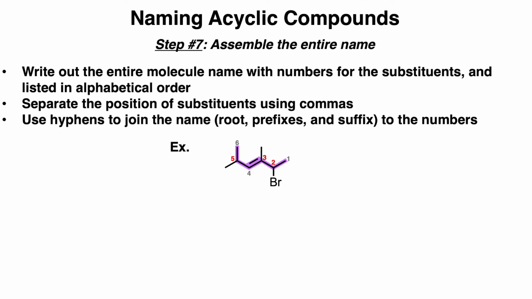So in this example, the longest primary carbon chain is highlighted in purple with 6 carbons, giving us a root of hex. The alkene is our primary functional group starting at the C3 position, so far that gives us the name hex-3-ene. And the bromine group is at the C2 position, and there are also 2 methyl groups at the C3 and C5 positions. So based on alphabetical order, we're going to first list the bromine and then the methyl groups.